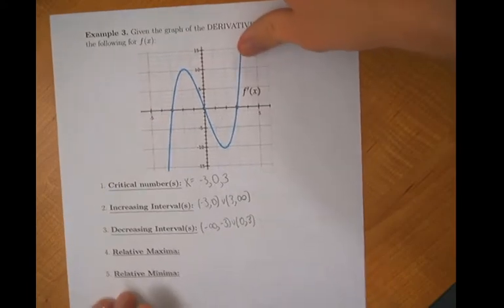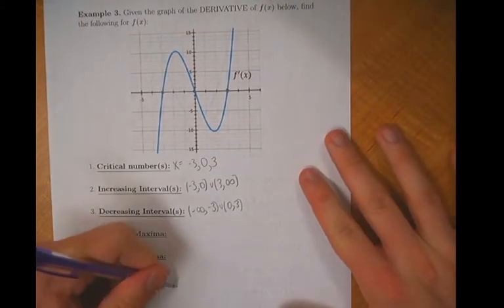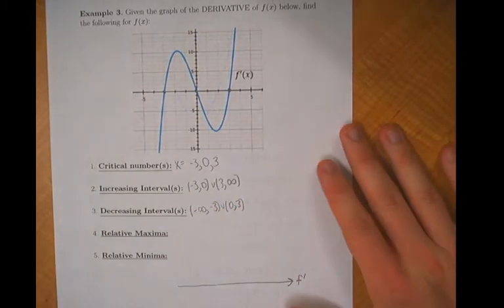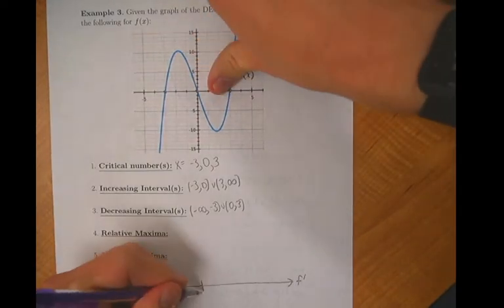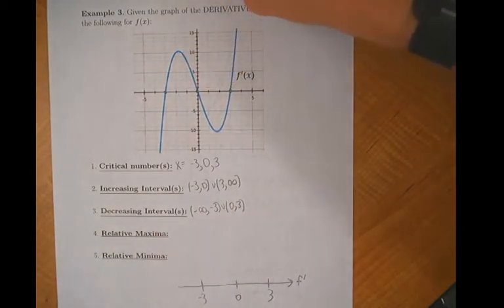Then for the relative extrema, let's draw our good old number line. You can use a number line, or you can use the definition that we talked about at the start of the lesson. We have negative 3, 0, and 3. If we use this number line and fill it in as necessary, what should we get as our relative maxima and relative minima?